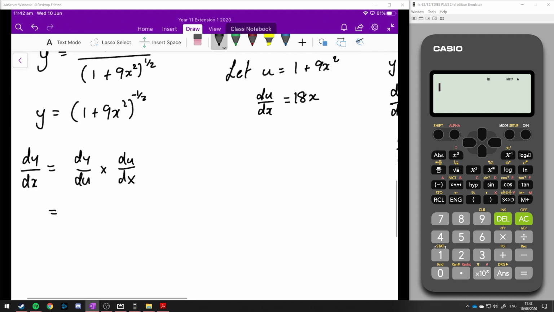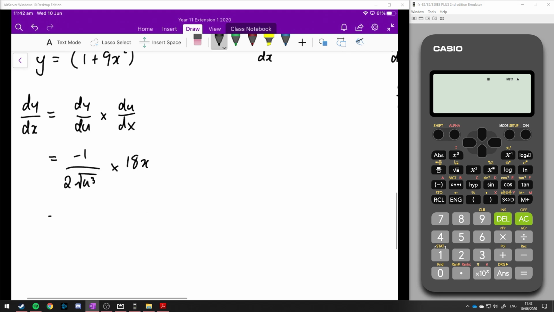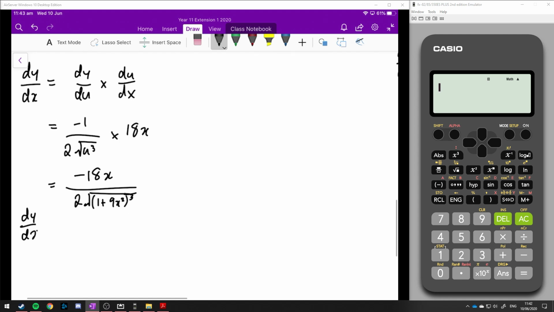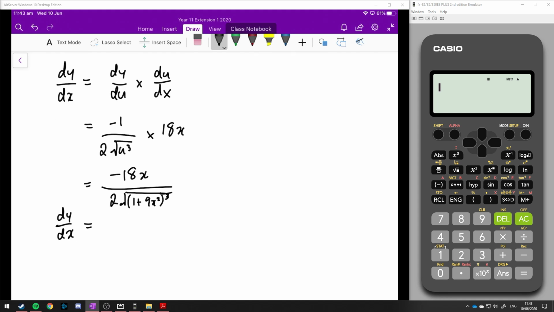Now dy du is negative 1 over 2 u cubed, times du dx, which is 18x. So the 18x is going to go on top, so we get minus 18x on top, over 2 lots of the square root of u cubed, where u in this case is 1 plus 9x squared, all cubed on the inside like that. Our last step is to simplify a bit. So dy dx is equal to minus 18 divided by 2, which is just negative 9. So negative 9x on top, and no 2 there, but we're going to have the square root of 1 plus 9x squared, all cubed underneath.